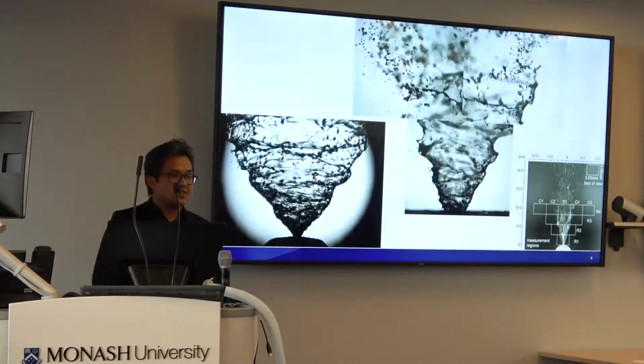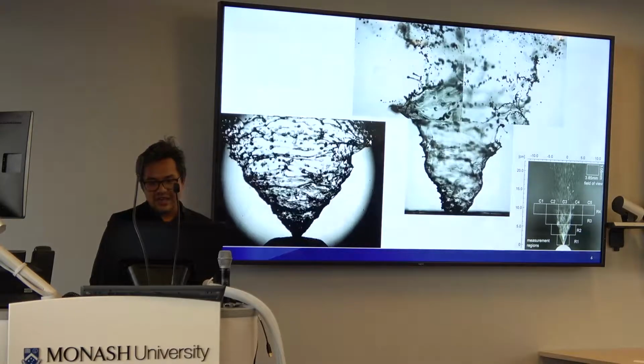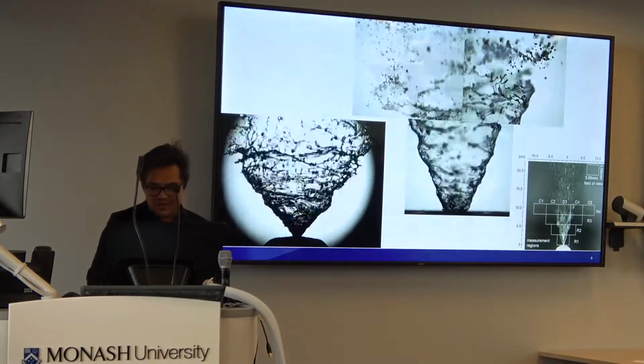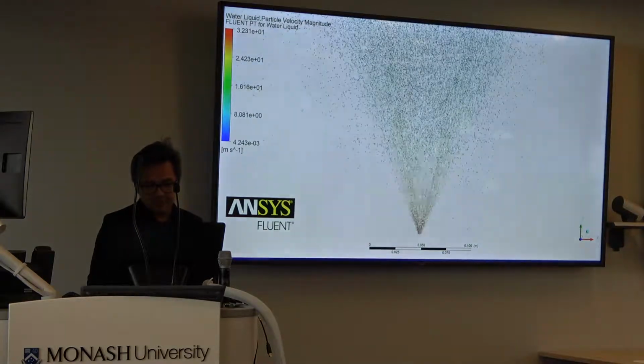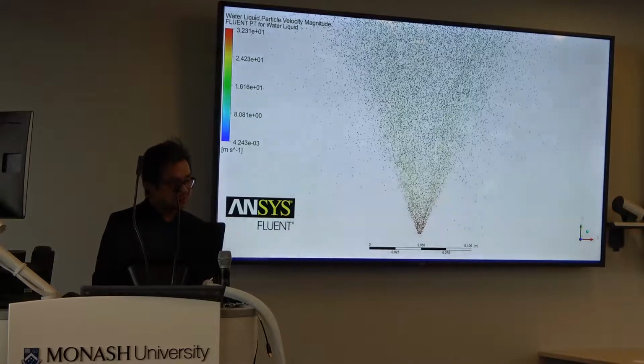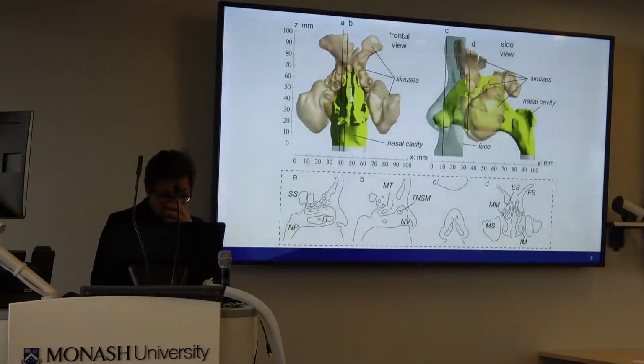The whole process takes 0.1 of a second to complete, and you've got velocity starting from 0 to 30 meters per second. And this is just the simple Lagrangian DPM modeling, which is limited because we don't really understand what's happening when the liquid sheet comes out.